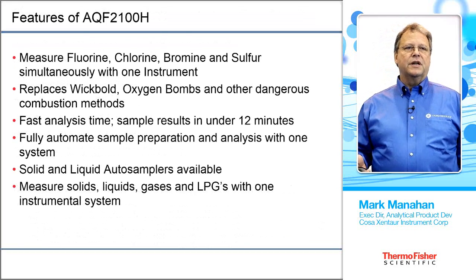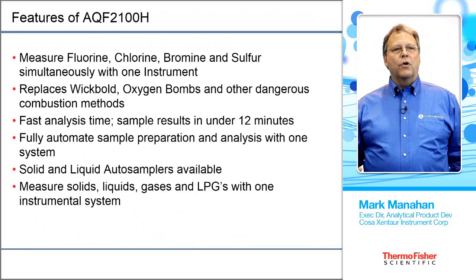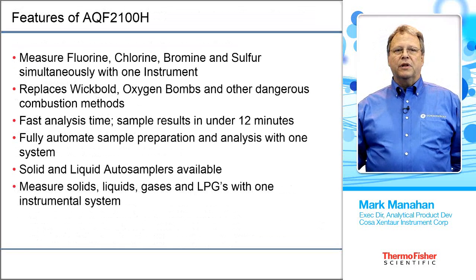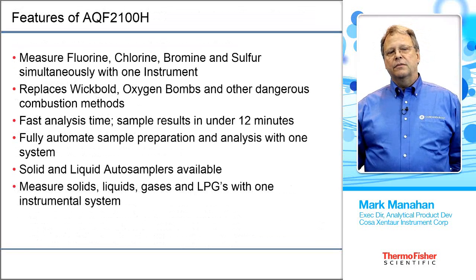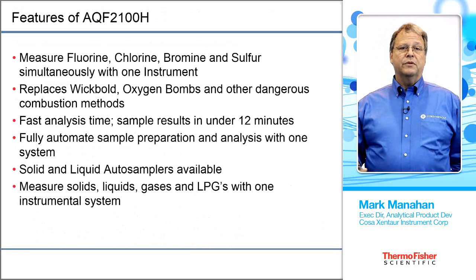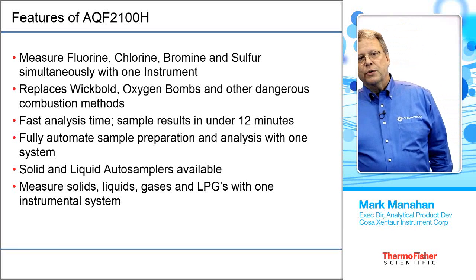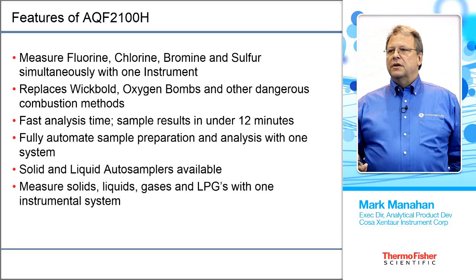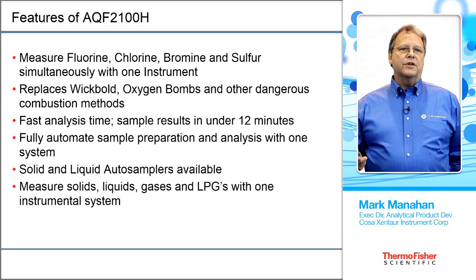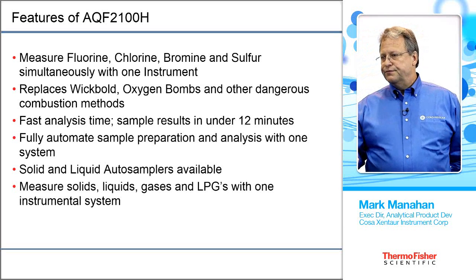Okay, the features of combustion IC: we're automating the measurement of chlorine, fluorine, bromine, iodide, and sulfur in a single analysis, or just halogens in the general analysis. It replaces dangerous wick bulb and bomb methods. It's fast, only about 12 minutes per sample once you get the first combustion finished. Fully automated system, it can do solids, liquids, gases, and LPG with one system.